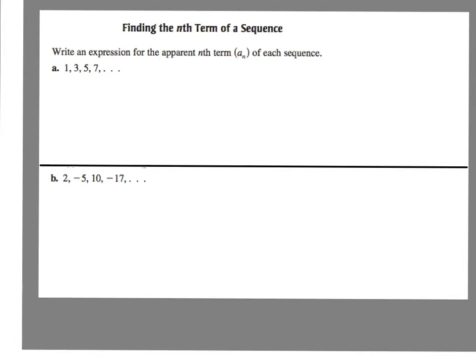What's happening? What kind of pattern do we see? It's adding 2. So if we add 2, what should we do? We really should have a multiplying by 2 somewhere. All right, so now I have 2 times n.